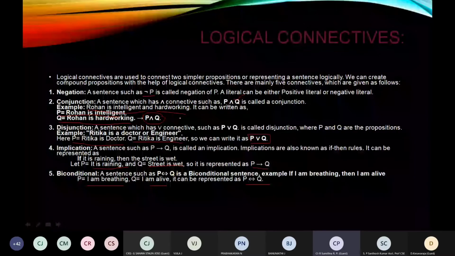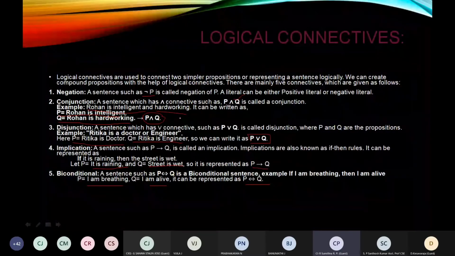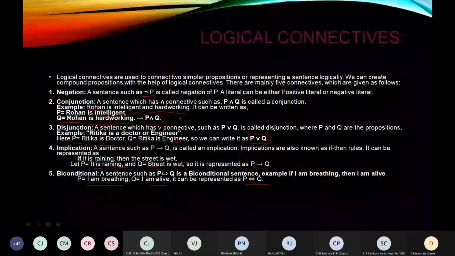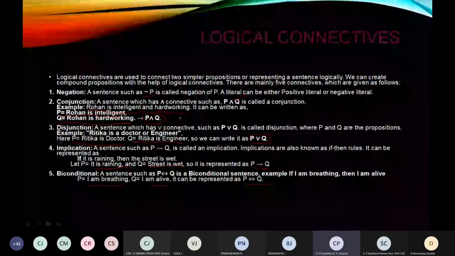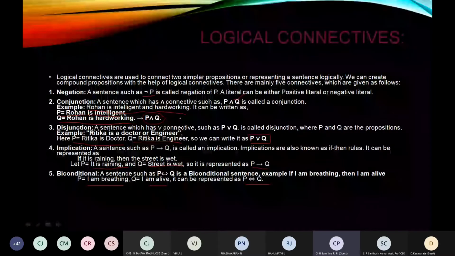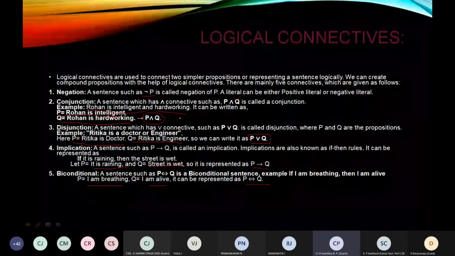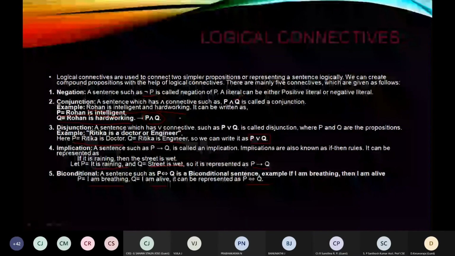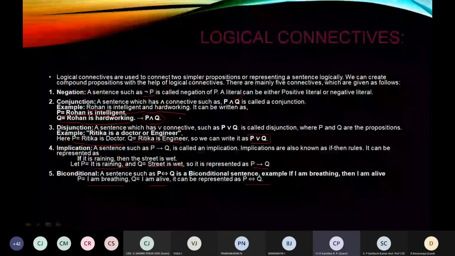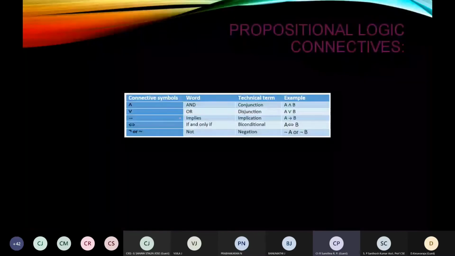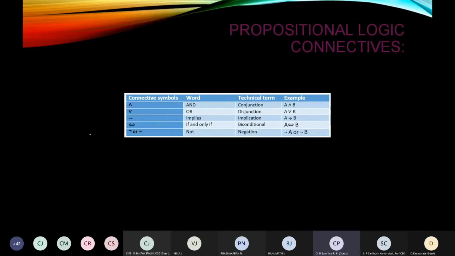Then the next one, disjunction: Ritika is a doctor or engineer. P is Ritika is a doctor, Q is Ritika is an engineer, then P or Q. Then implication, P tends to Q: if it's raining, then the street is wet. So P implies Q, where P is raining and Q is street is wet. Then bidirectional: I am breathing, then I am alive, so P bidirectional Q, meaning both directions are true. These are the basic logical connectives in a propositional statement, in knowledge representation. The first connective symbol, and, is called conjunction.